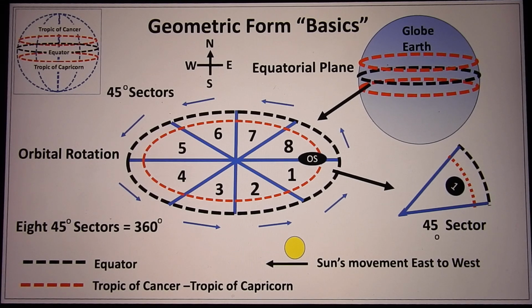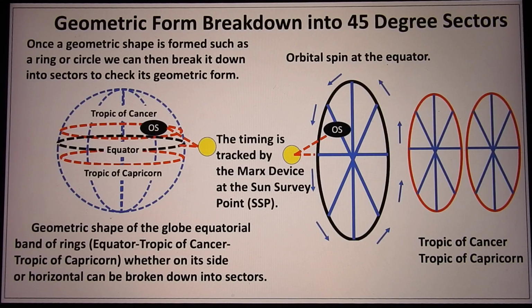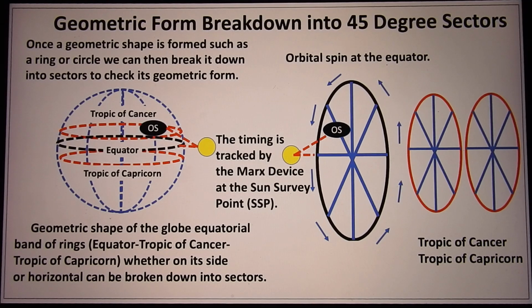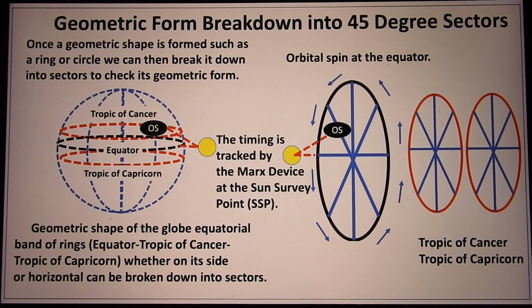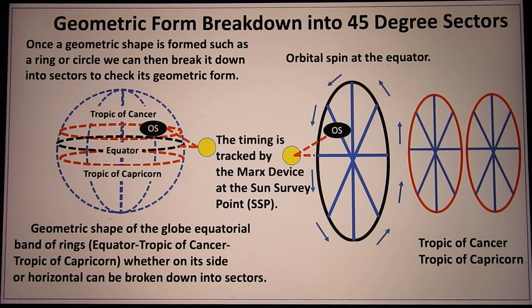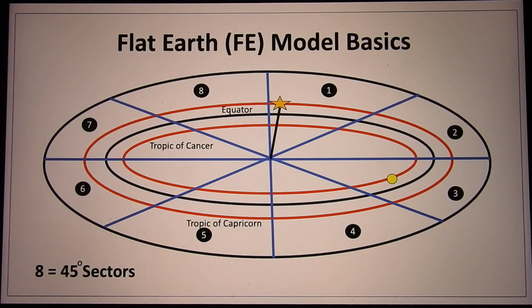Very simple, very basic. When we talk about the OS, we're talking about timing tracked by the MARCS device at the Sun Survey Point. We'll get into more depth on how that creates setting that edge, that accountability. And if we look at why we want to use these rings, which are like the rings of latitude on the globe model, those are geometric rings, and you can break them down into 45-degree sectors, and that's basically what I did. So when I created the 45-degree sector test, it was the best way to test that geometric form, in both models.